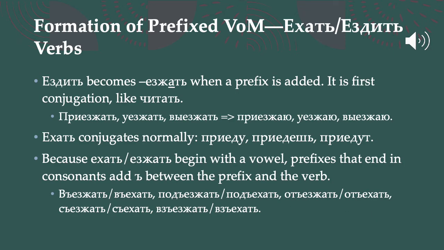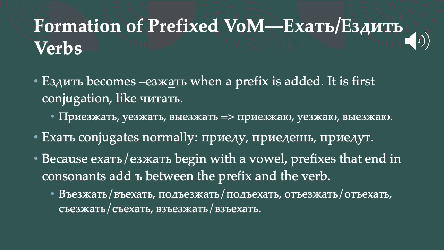What about yechet yezdit verbs? With these vehicular verbs of motion, yezdit becomes yujats when a prefix is added, and it is first conjugation like chitat, so yujayu, yujayish, but yujats on its own does not exist as a verb. It only exists with prefixes. So for example, we have priyujat, to arrive by vehicle, uyujat, to depart by vehicle, vyujat, to exit by vehicle, and they conjugate priyajayu, uyajayu, vyujayu.